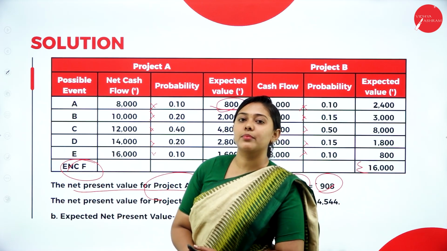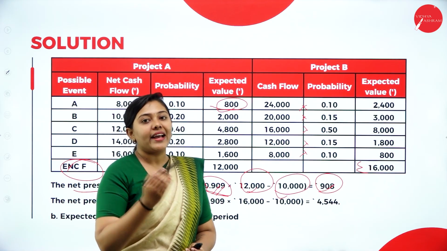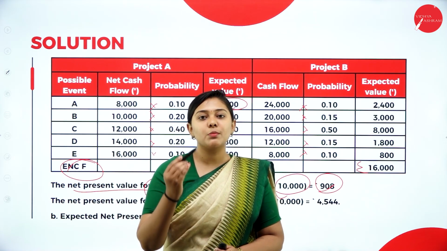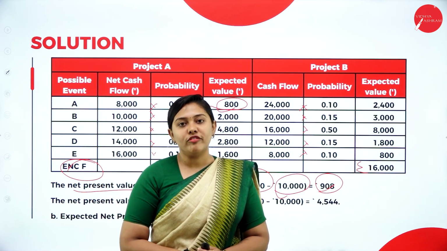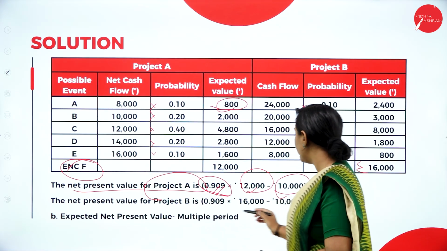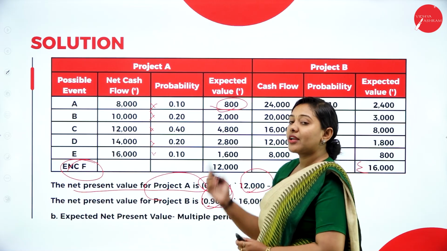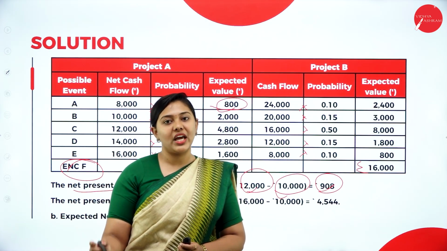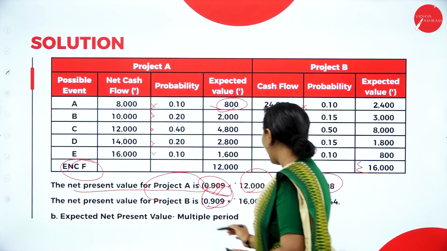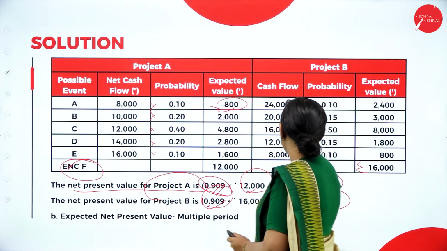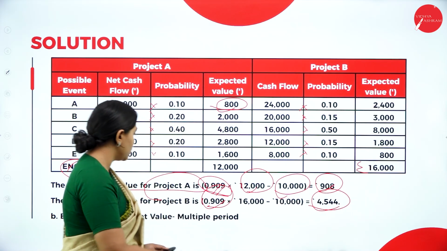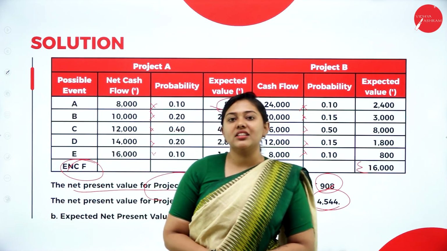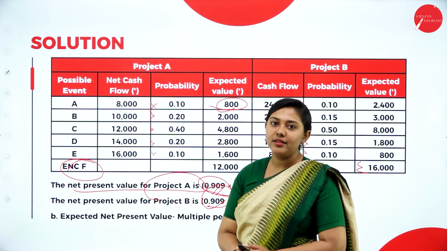Moving forward, similarly we are doing for project B. So how to calculate the net present value? So your expected net cash flow into discount factor value minus initial investment. So discount factor value we are taking 0.909 only because it is 1 year. Discount factor rate at 10%, it is 0.909. So we are taking that. So the value will be 4,544. So this is the value that we got.